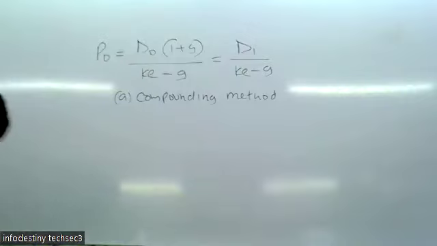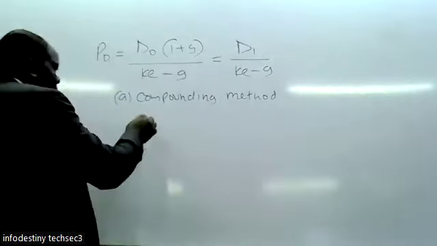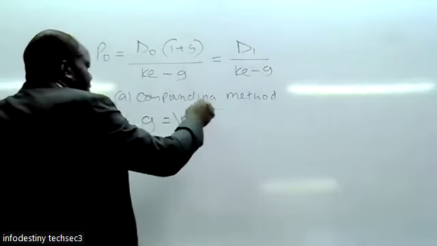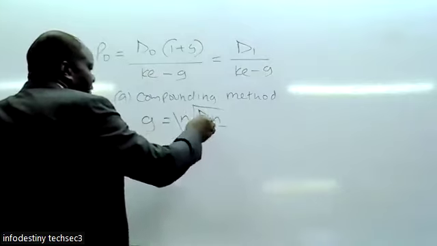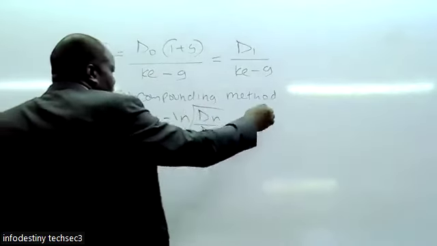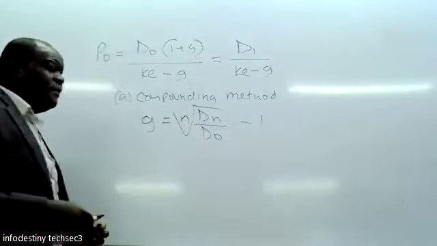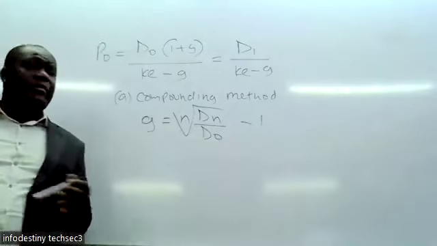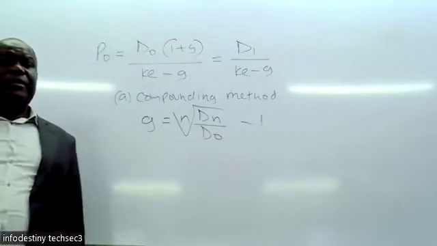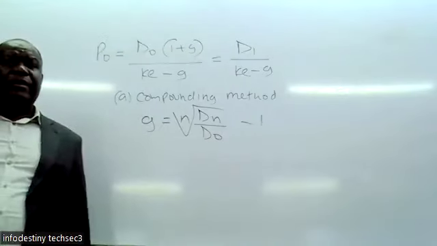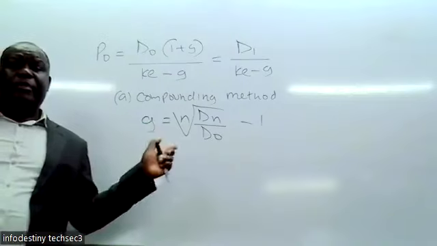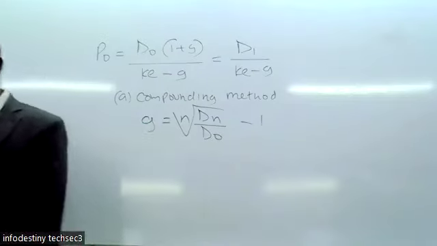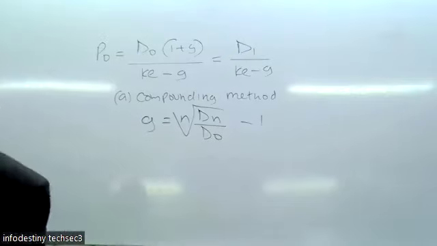So G is supposed to be equal to Dn divided by Do, then minus 1. I'll be explaining that part when we do a question. Just have it like that. When we do a question, now we should be able to explain.